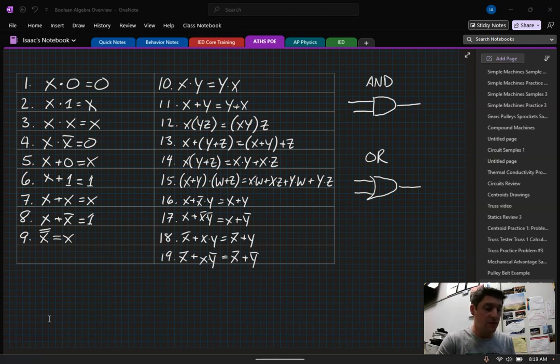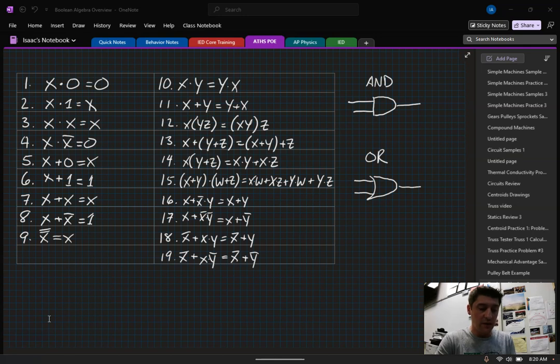So let's first look at the first four principles, the first four theorems that we see in this table. The first one says x AND 0 equals 0. The second one says x AND 1 equals x. The third one says x AND x equals x. And the fourth one says x AND not x, that's what that line above the symbol means, equals 0.